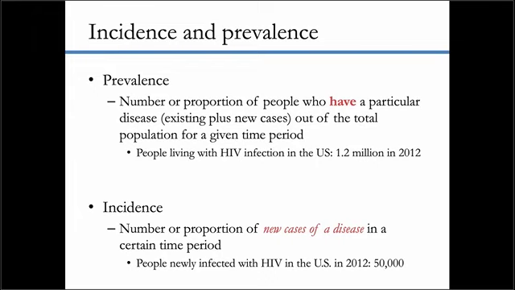Incidence, on the other hand, is the number or proportion, depending on the calculation that we're doing, of new cases of a disease in a certain time period. So that could be, for example, in 2012, in the United States, there were 50,000 people that were newly infected with HIV. So this now gives us the number or the proportion of people who got HIV during that time period, which would be from January 1st, 2012 until December 31st, 2012.